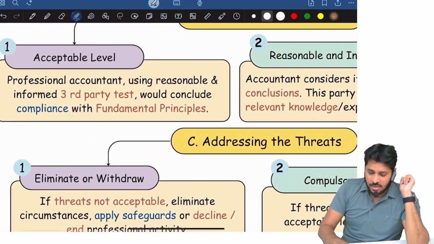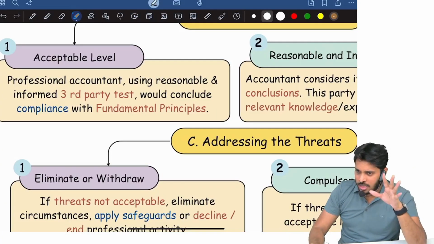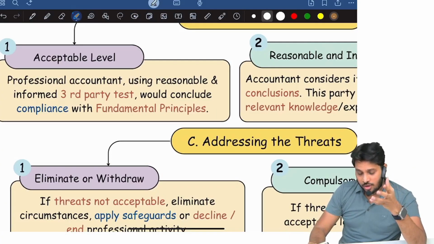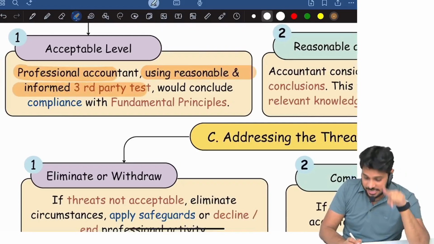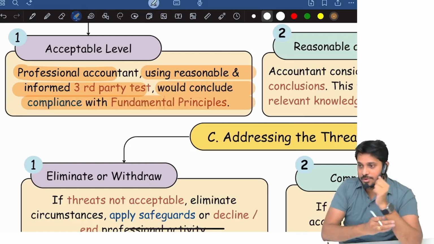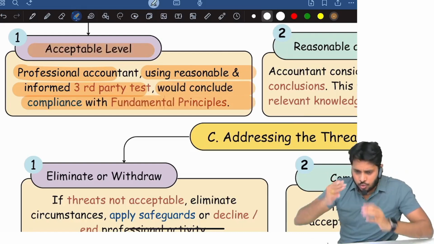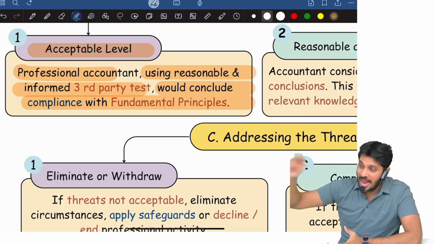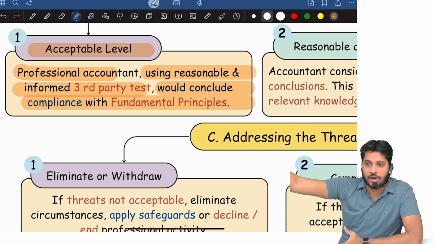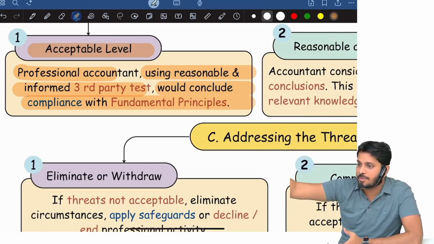Next, evaluation. See, obviously in every engagement threats are common. You need to check whether they are within an acceptable low level or not. So the professional accountant, using a reasonable and informed third party test, would conclude compliance with professional standards. What is an acceptable level? You tell the situation that you are facing with the client to a knowledgeable third party and ask whether, according to him, you are independent. That is called the reasonable third party test.